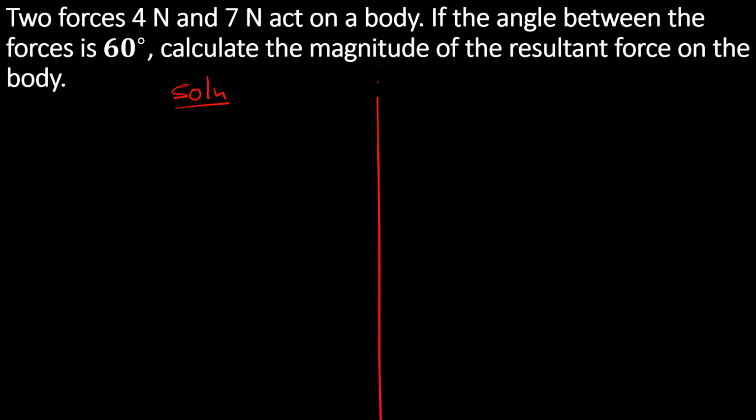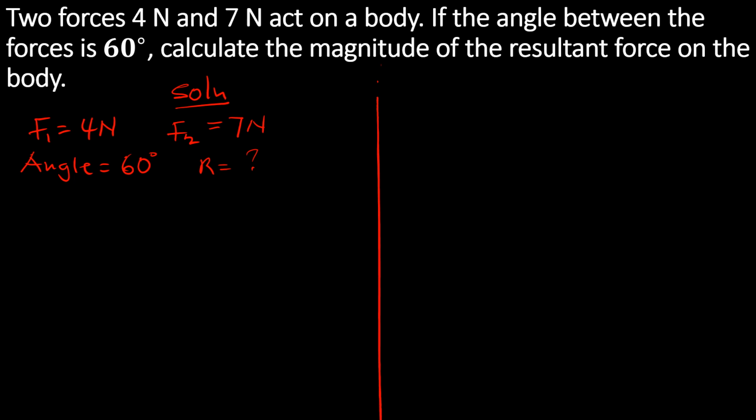Now we have two forces. Let's make force 1, F1, be 4 Newton, F2, that is the second force, 7 Newton. And there was an angle, the angle was 60 degrees. Okay. So we have to find the magnitude of the resultant force. So let's make the resultant force to be R. We don't know it, so we have to find it.